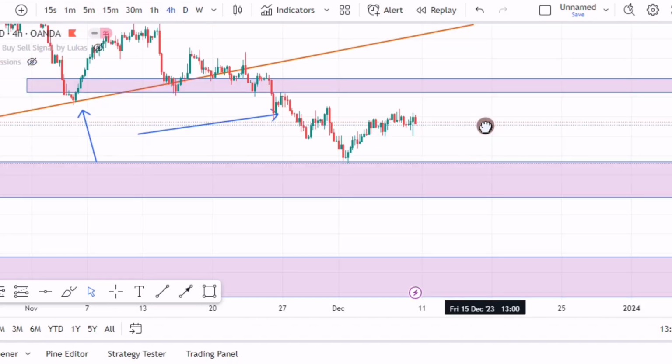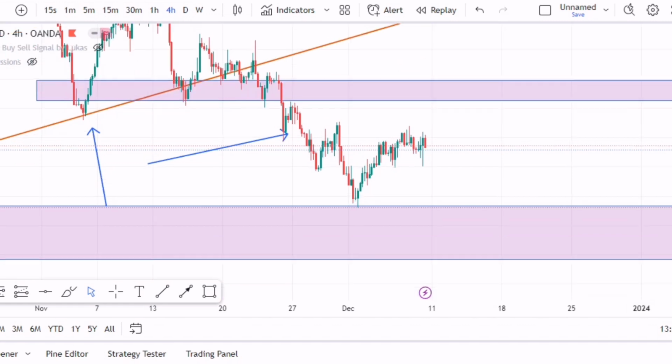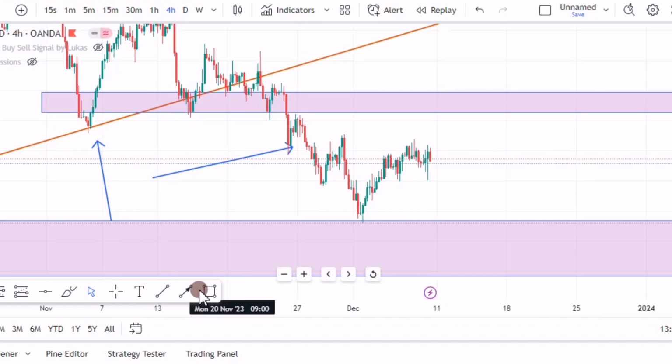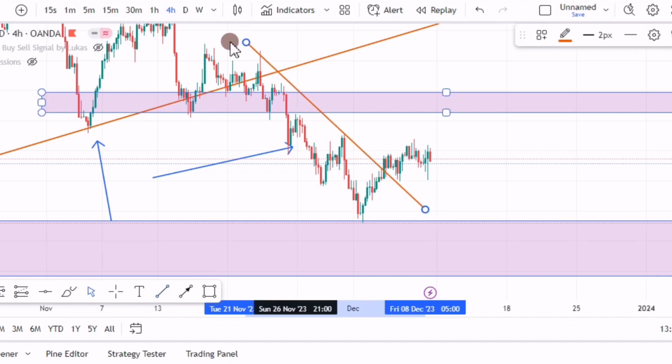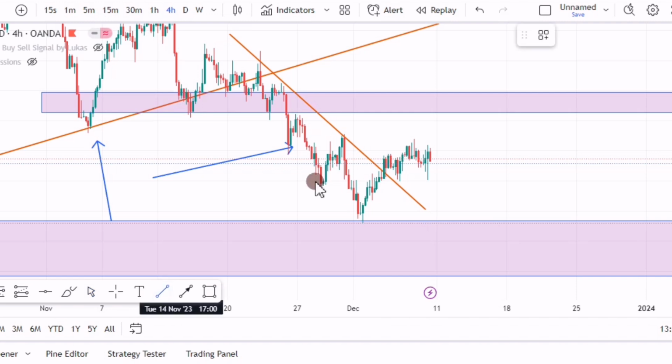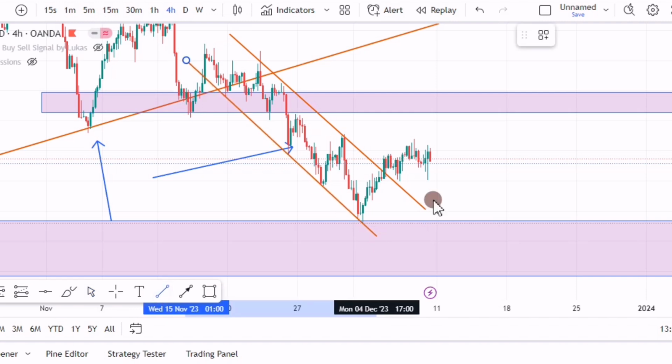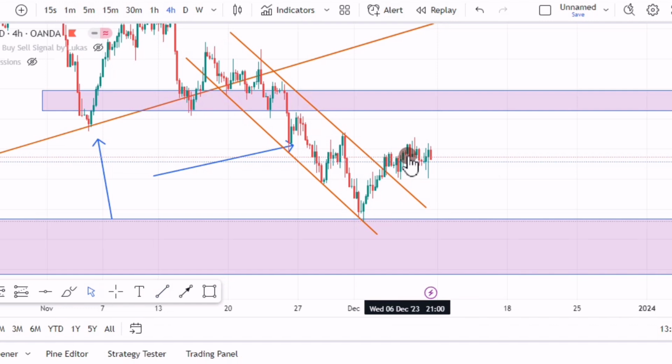Smaller time frames. So right here, let me show you this. This was a downward channel. Okay, this is going to be a good example. This was a downward channel, and we have this sort of a breakout. You are still looking to sell. Okay, let me show you.